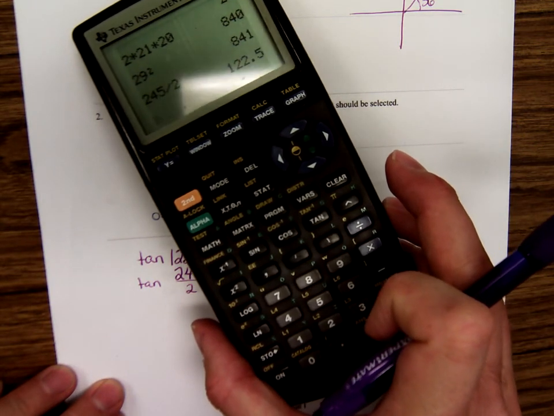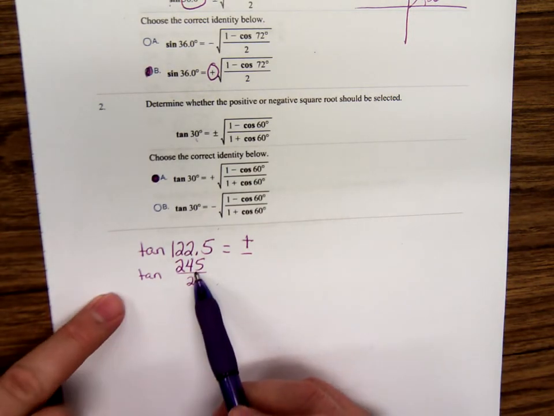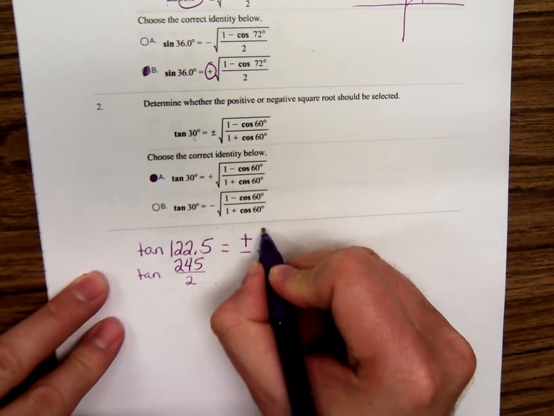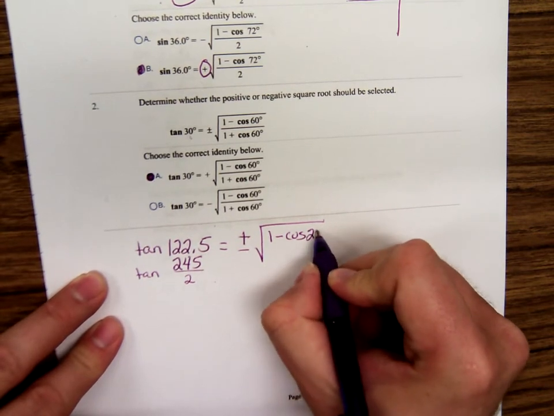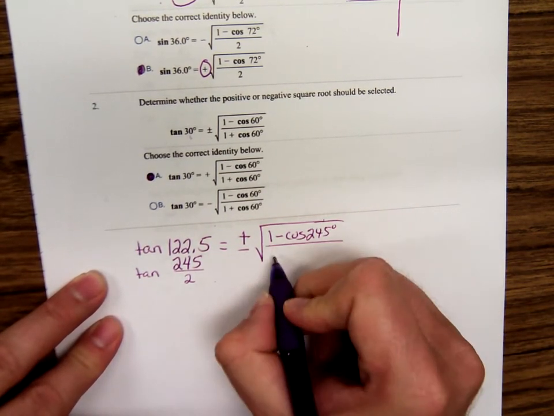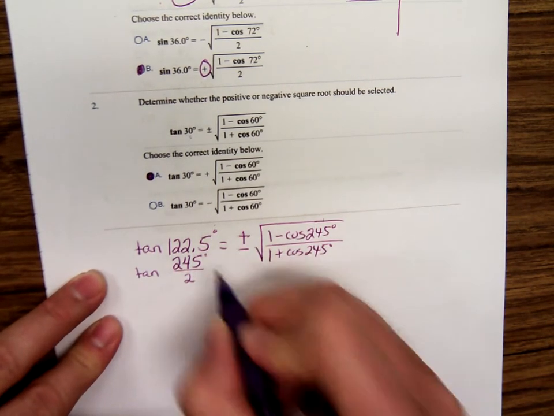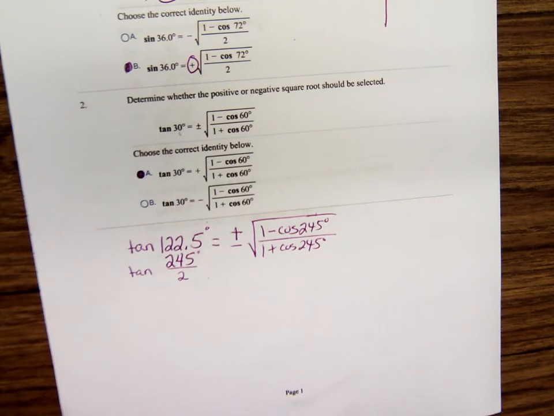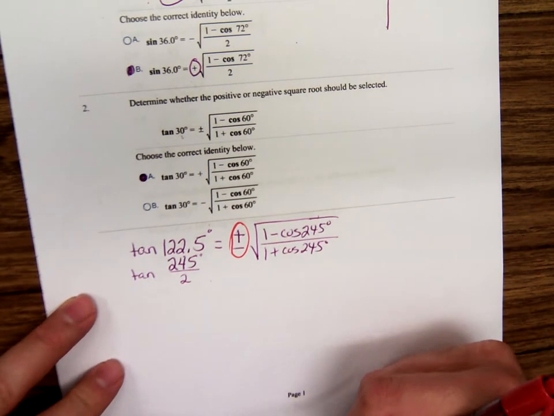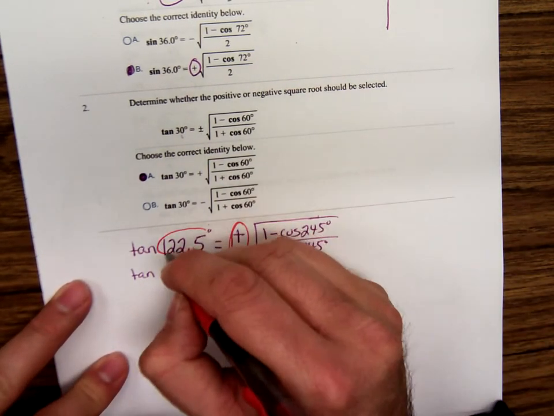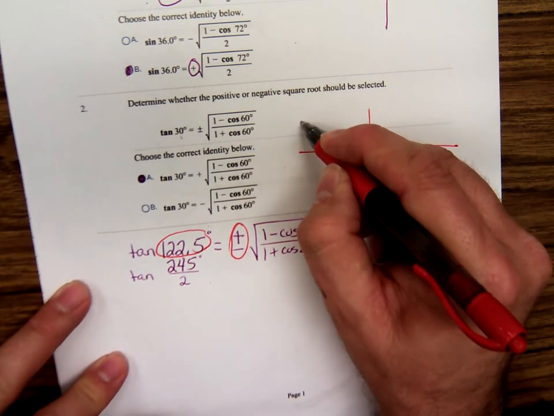Okay, so if I'm thinking of 122.5 as 245 over 2, this would be the square root of 1 minus cosine 245 over 1 plus cosine 245, I don't have my little degrees. And so the question is positive or negative? Which one is it? You look at this angle, 122.5, that's in quadrant 2.